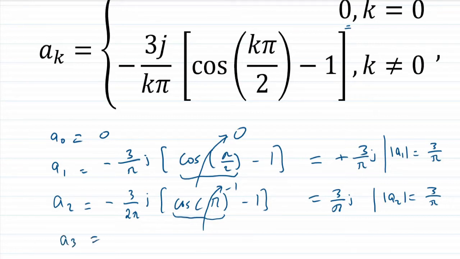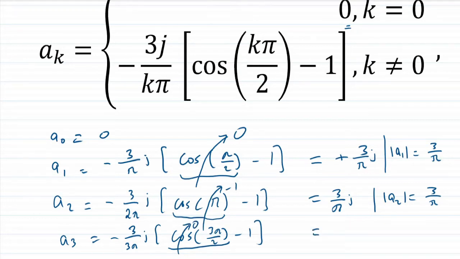So for a_3 we have minus 3 by 3 pi j times cos of 3 pi by 2 minus 1. Now cos of 3 pi by 2 is actually 0. So hence we have a value which is 1 by pi j, and the magnitude of a_3 is simply 1 by pi.